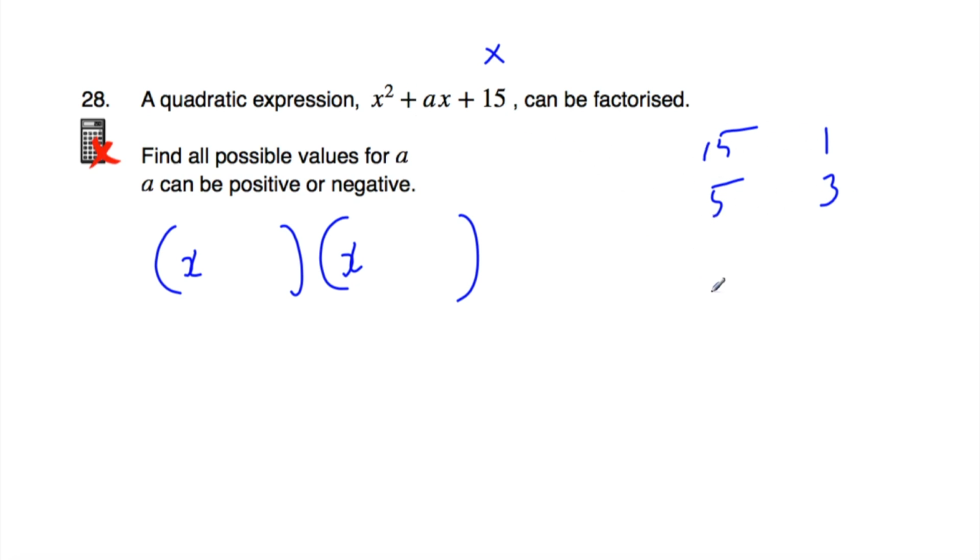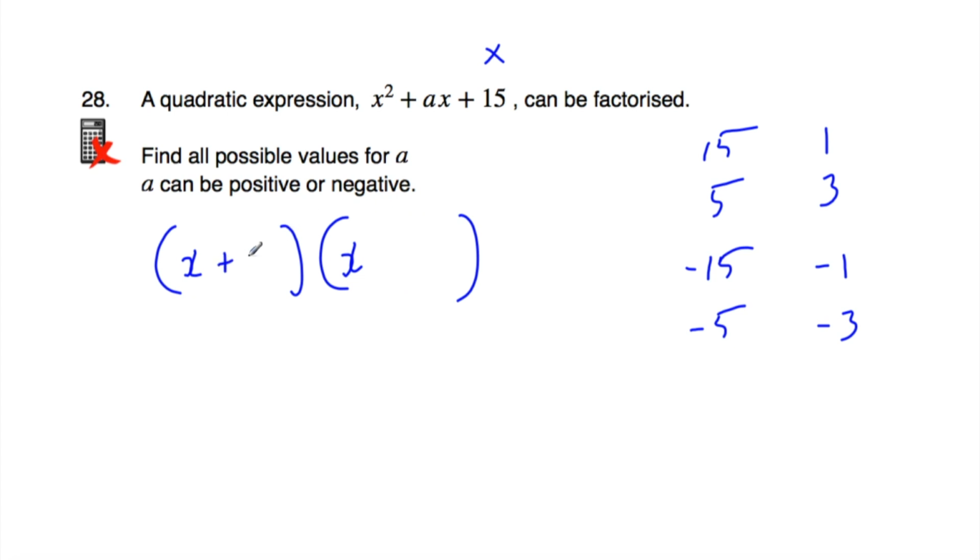Let's consider the negative numbers that will times together to be 15. So that's going to be negative 15 and negative 1, because negative 15 times negative 1 would also be 15. And also negative 5 and negative 3, because negative 5 times negative 3 is also 15. So they're all our possible options. Now let's put them in our brackets and expand them and see what we get.